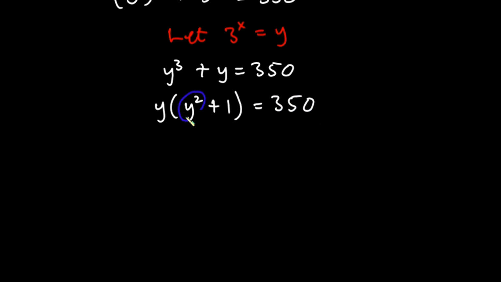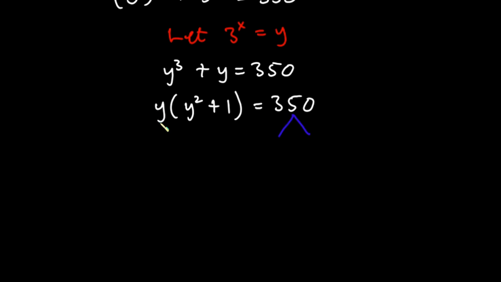This y squared over here is a perfect square. Then everything in the parentheses is a perfect square plus 1. So what it means is that we can write two factors for this 350 in such a way that one of them is a perfect square plus 1.